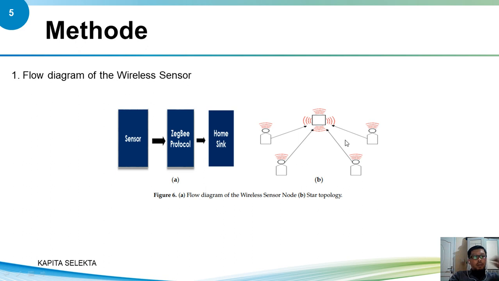For the method, we can see the flow diagram of this wireless sensor system. First, there are the sensors. In this case, they use a Raspberry Pi microcontroller, and they use the ZigBee protocol and the GSM protocol, and they use HomeSync to broadcast the message to the people.